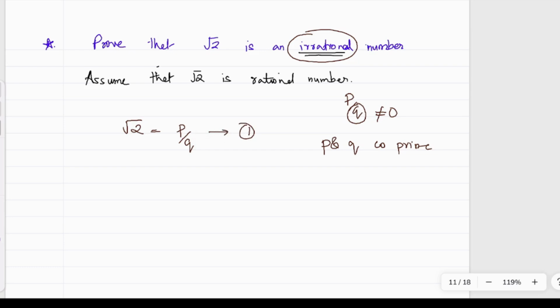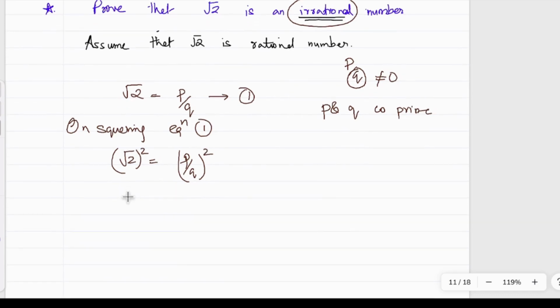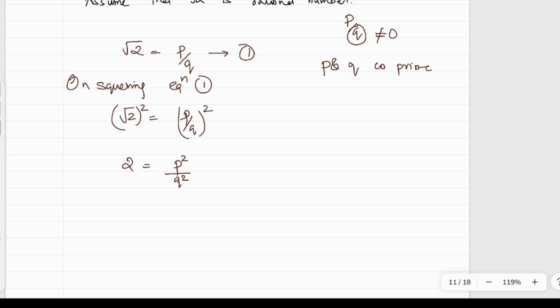What I'm going to do next is square this equation 1. On squaring equation 1, I'm going to get root 2 the whole square equal to p by q the whole square, right? So that is 2 equal to p square divided by q square, right? From here, I can write that 2q square, if I'm taking this q square to this side, 2q square equal to p square. This one I'm going to give as equation number 2.